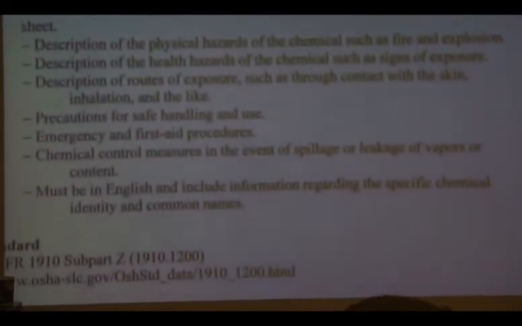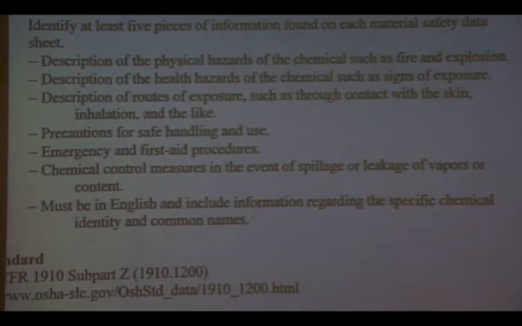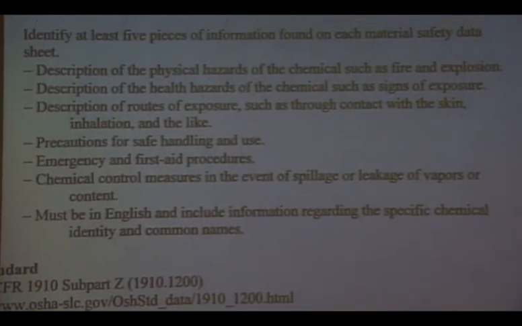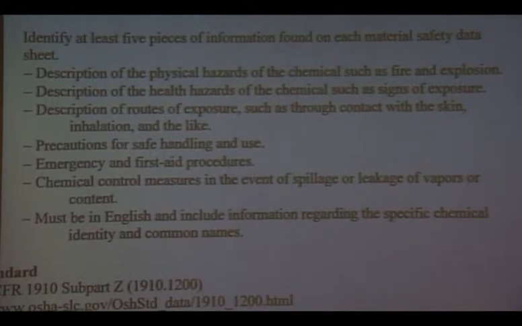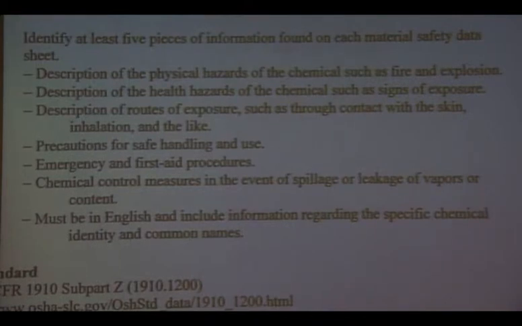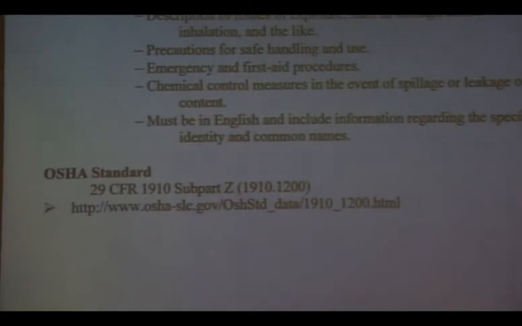Identify at least 5 pieces of information found in each MSDS. We should all be able to just throw something out there. Physical hazards, health hazards, exposure hazards, how it gets into you, precautions for use, emergency and first aid, spill problems. It must be in English and include information regarding specific chemical identities and combinations. You guys should all be able to come up with something like that. And there's the standard, subpart Z.